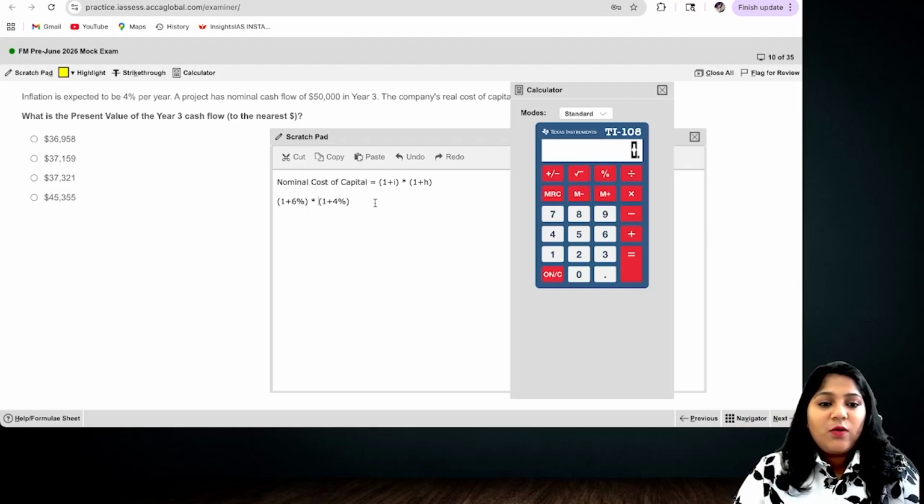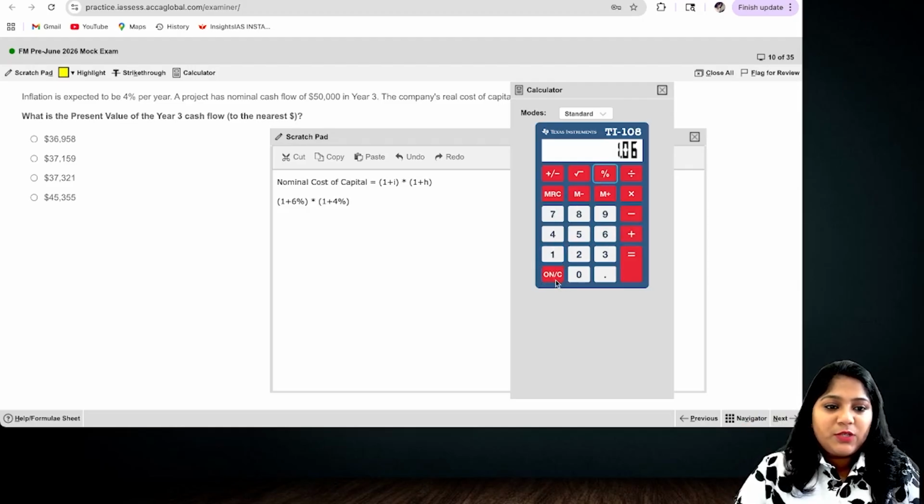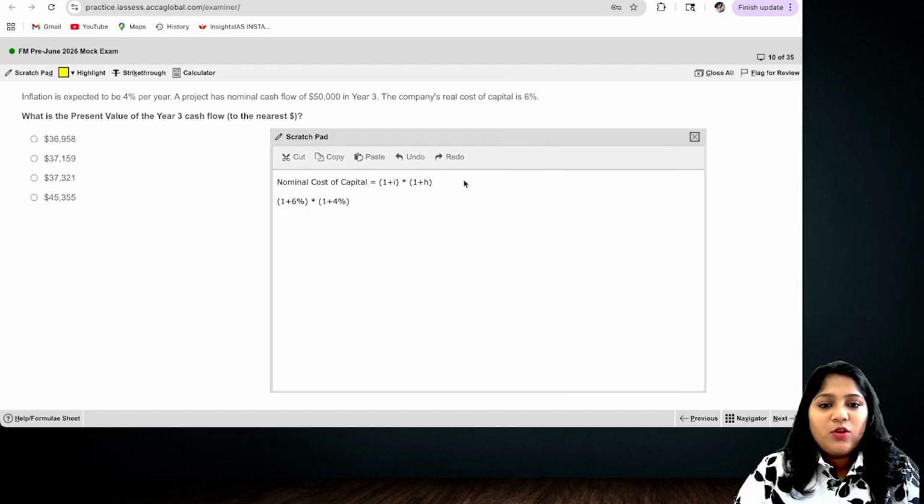So how do you go ahead and calculate, guys? You calculate using 1 plus 6%, that is 1.06. So you can simply use 1.06 multiplied with 1.04, whatever we get, and then minus 1. So if I convert into percentage, it is going to be 10.24%.